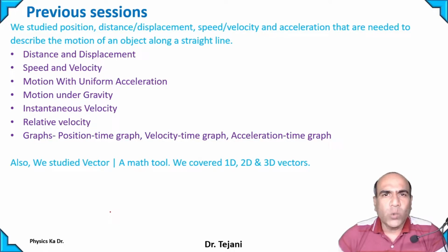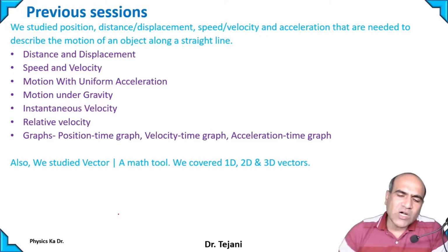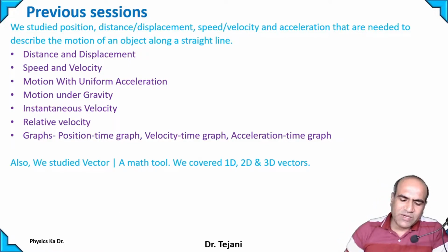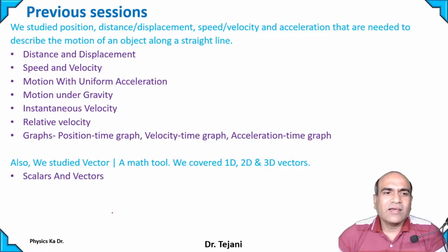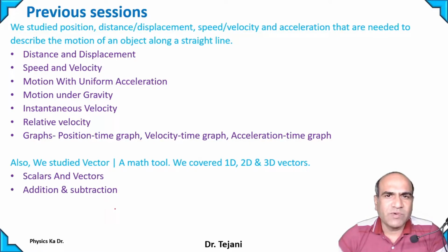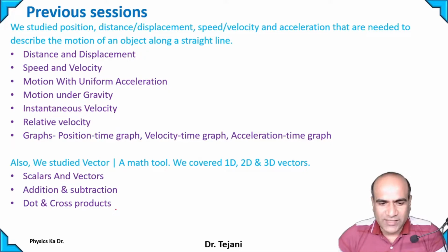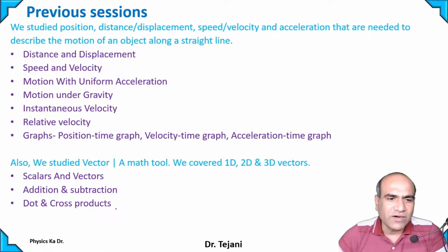Also we studied vectors. In the current chapter, we also have a topic, vector, a math tool, and it is fully covered in the previous session. If you want to learn vector quantities, their characteristics, dot product, cross product, and various examples, you should search Physics Doctor, vector, a math tool. You will get it. In this we studied scalars and vectors, the difference between these two, how addition and subtraction can be done for vectors, dot and cross products. All these things we already covered.